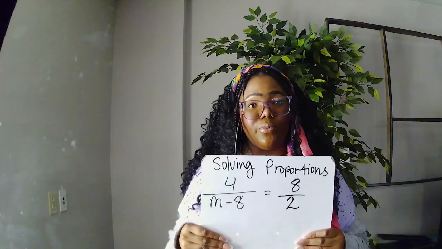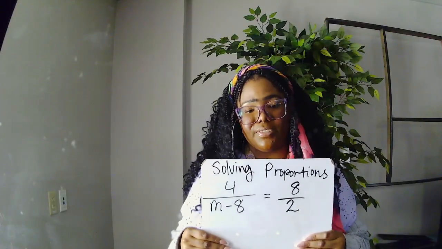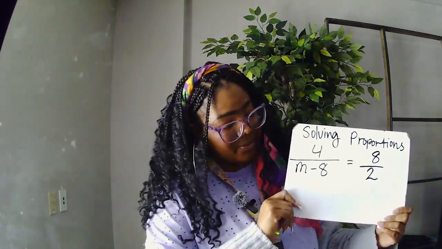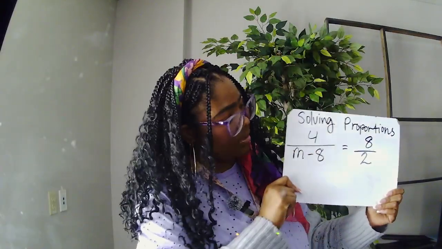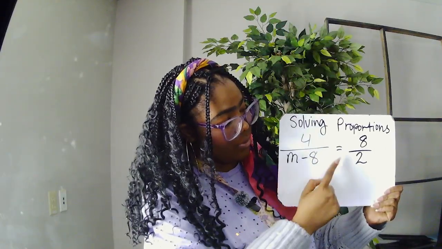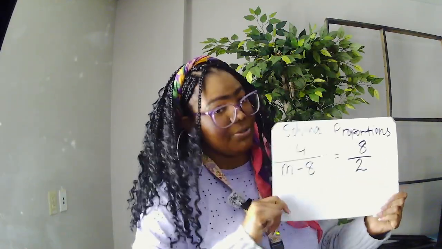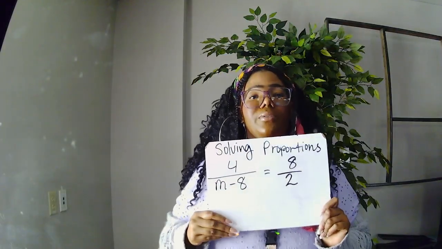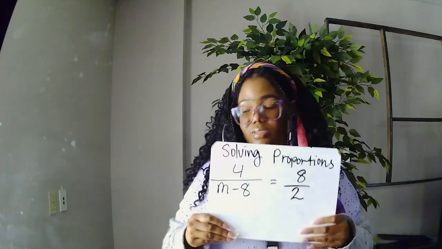This Wednesday morning, we will be exploring solving proportions. And as you see here, I have a proportion already set up for us. We have 4 divided by m minus 8, and we're going to equate that to 8 divided by 2. So what we want to do to solve this, first we want to cross multiply.